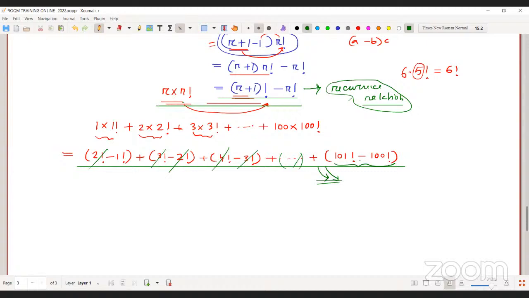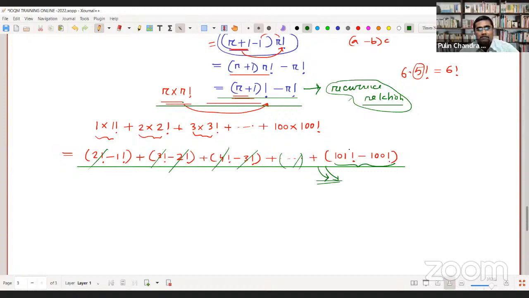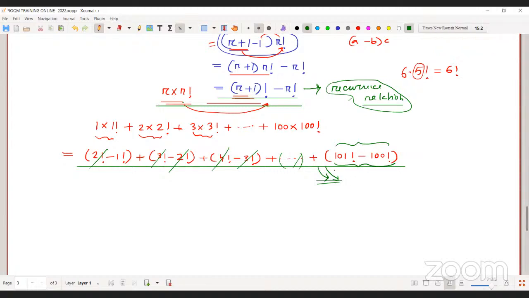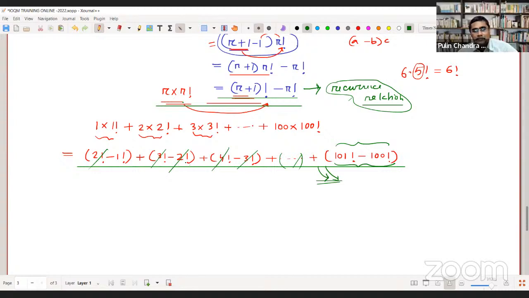-1. No. Out of the last term, because not all terms will get cancelled here. Which term will remain from here? 101 factorial. 101 will be left out. In the pairs, what is the nature? The second term cancels with the term before it, so this will be cancelled and you will be left out with -1 factorial and then 101 factorial. So overall your answer will be 101 factorial - 1.